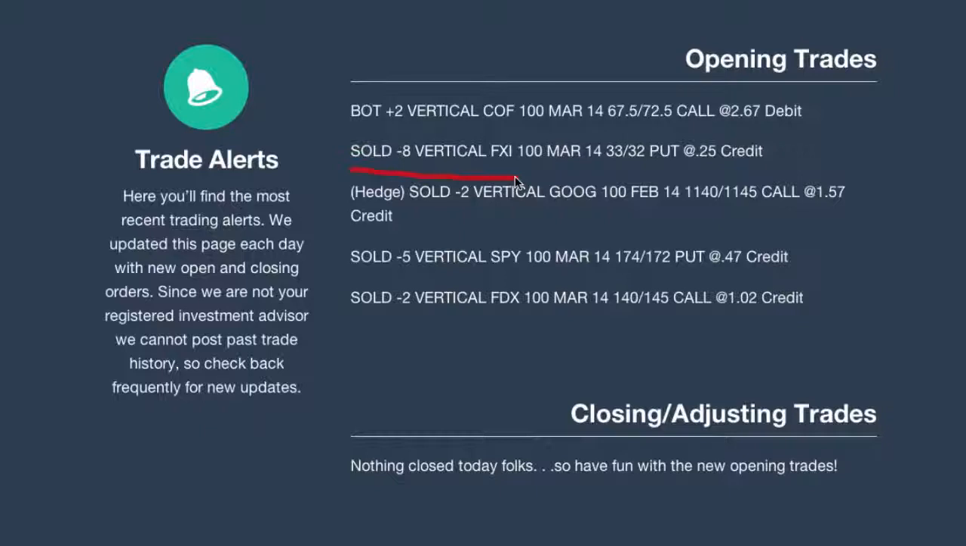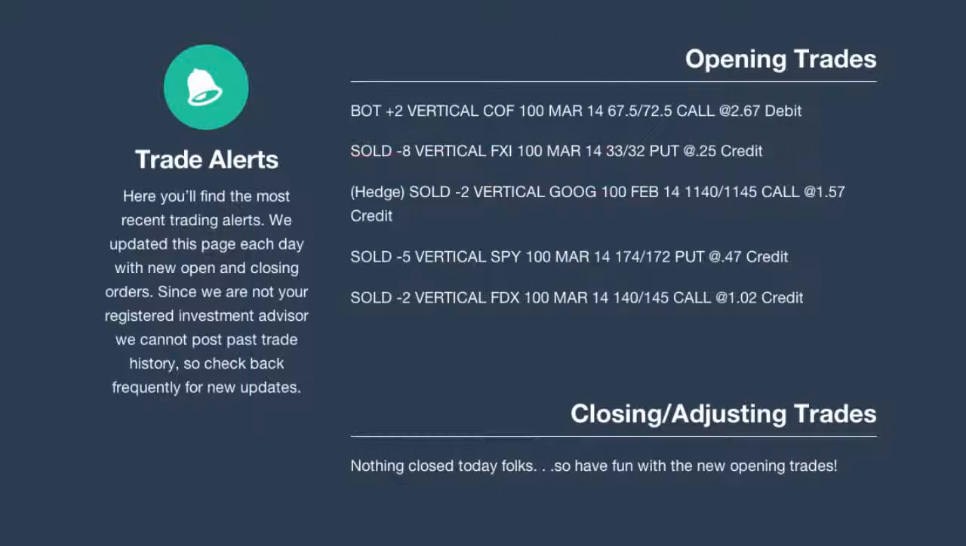So FXI is one that we entered. It's a March trade, as are pretty much all of these trades that we entered except for the Google one, which I'll go over. And it was the 33-32 put spread for 25 cents. So a little bit less than what we wanted to get as far as a credit for that. We usually like to get around 30 cents for credit, but that's okay. We made up for it. We traded a little bit larger contract size. We moved a little bit further away from the market.